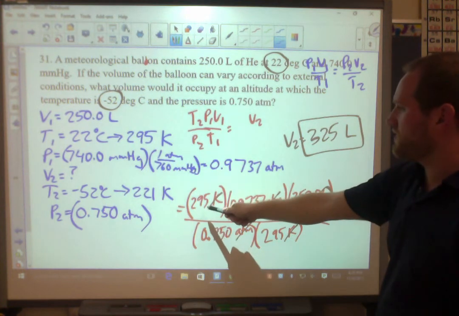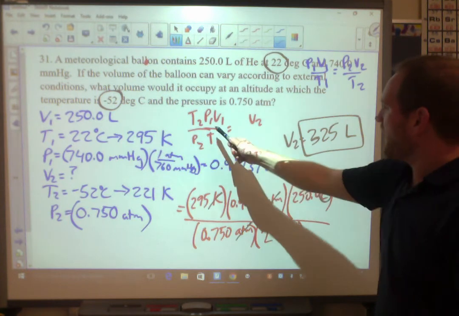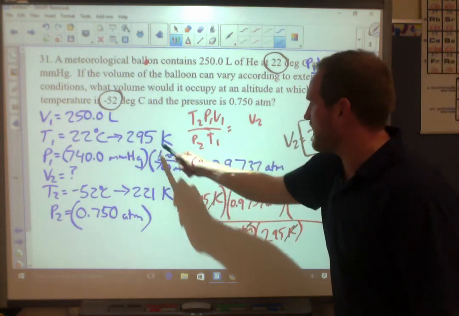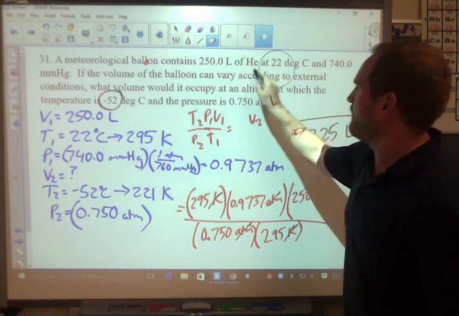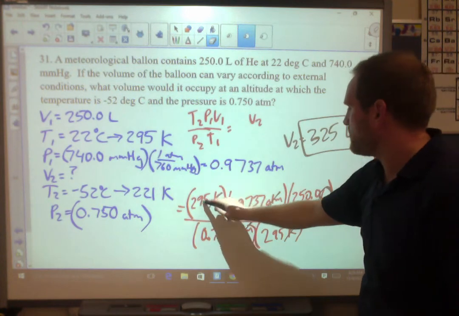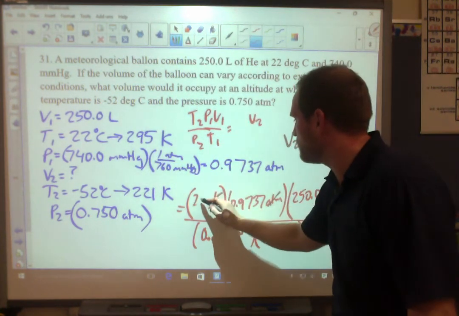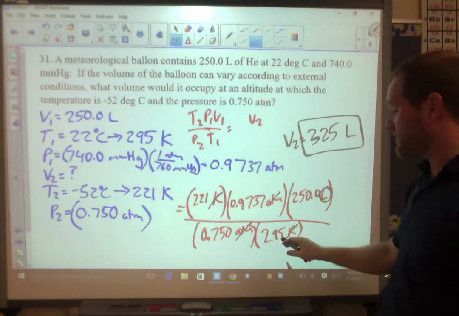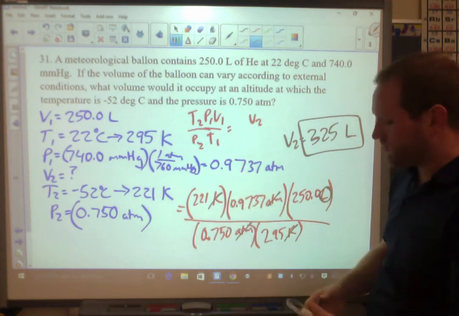All right, there it is. Hopefully you caught this mistake. I should have used T2 here. Notice I used T1. See, this is that point where I probably would have restarted the video if I weren't already half an hour into it. All right, 295 goes away. This should be T2, which is 221. Notice I used the same temperature. I should have caught that. T1 is correct down here. T2 is correct up there.